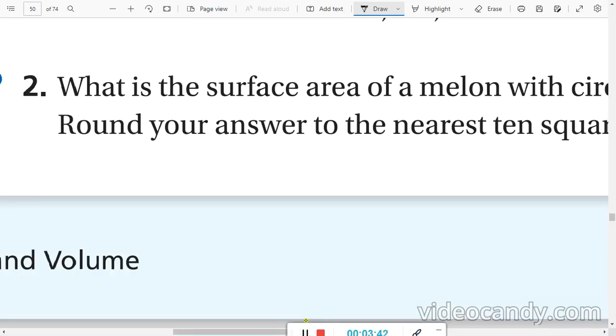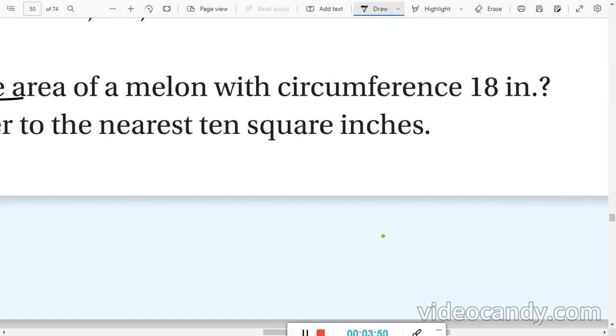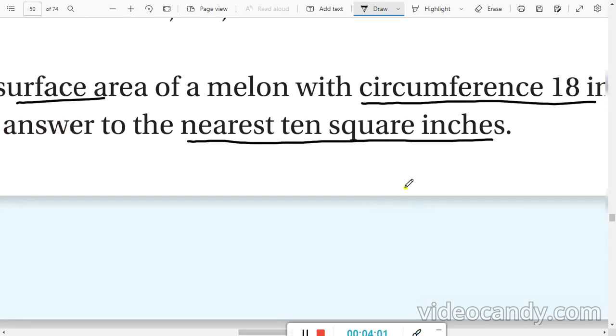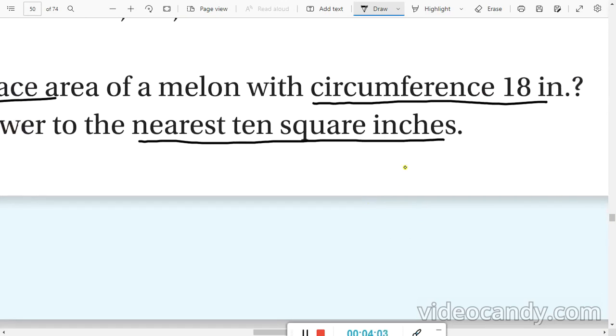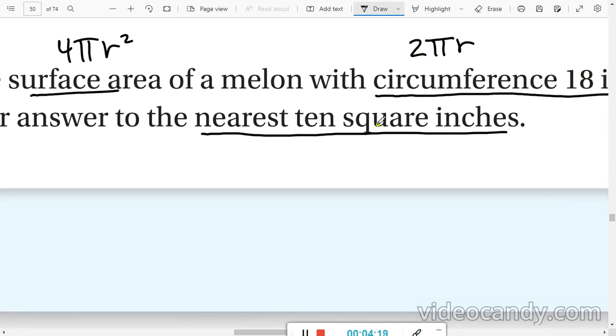Okay, please pause and try problem number 2. They want you to find the surface area of a melon with circumference of 18 inches, and then round to the nearest 10 square inches. So the number should end in a 0 after you round off. Remember, for circumference, you want to use 2 pi r, and of course, set it equal to 18 and solve for r. And then for surface area, you want to use 4 pi r squared. So see if you can solve that one.